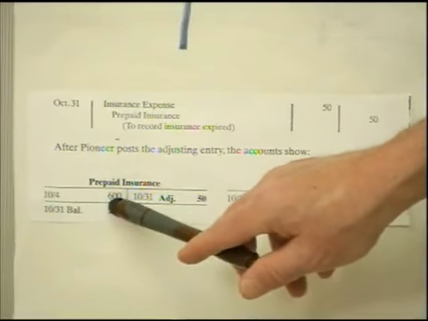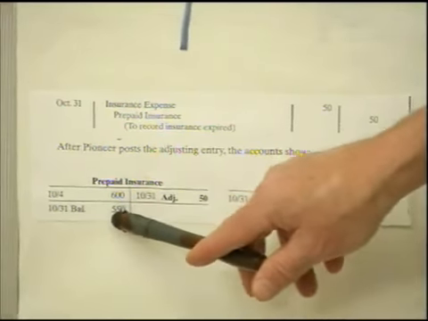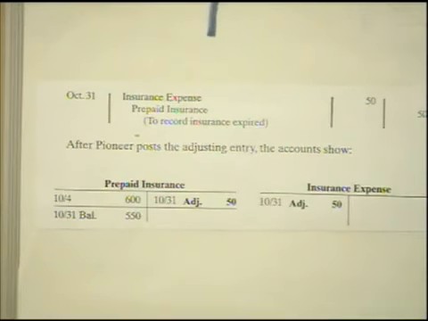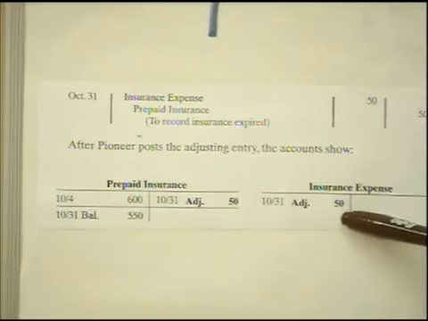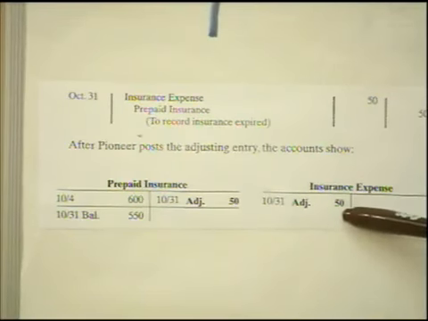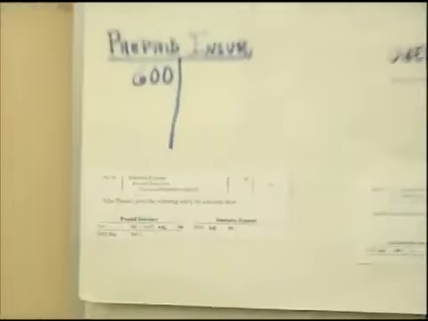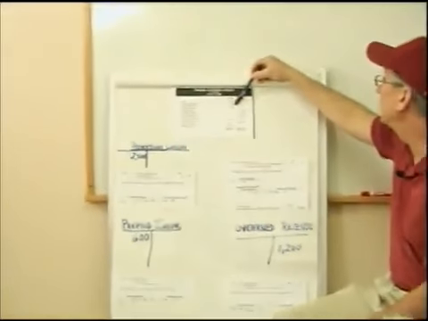Again, here is showing the $600 at the beginning. We just credited out $50, and now it has a balance of $550, which does make sense. That $550 represents $50 at 11 months. And of course, into the insurance account, we now have the proper expense of $50. Okay, so that is another account that we use that has to be adjusted at the end of every month. So that's two of the accounts that will always have to be adjusted.